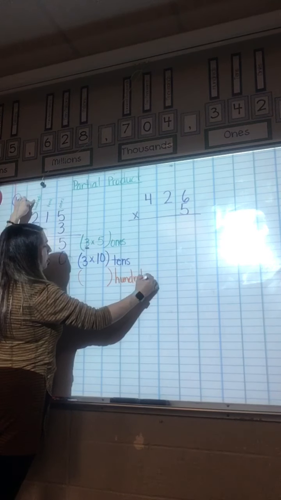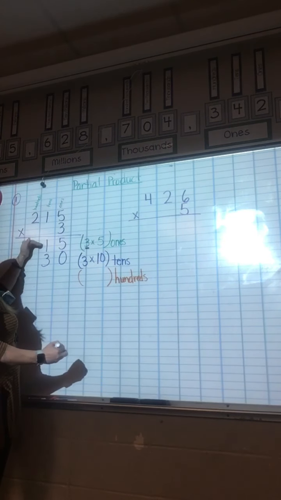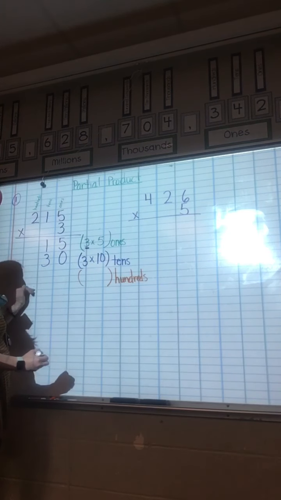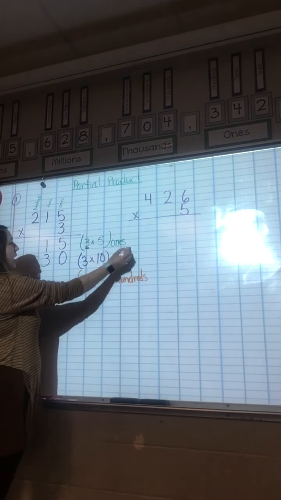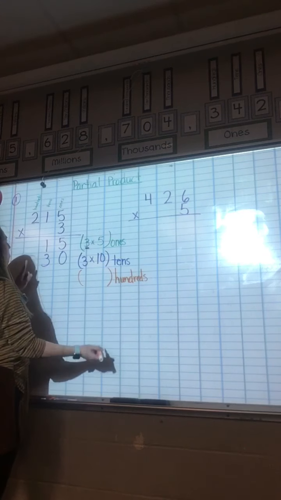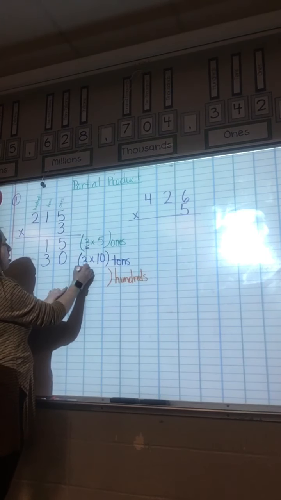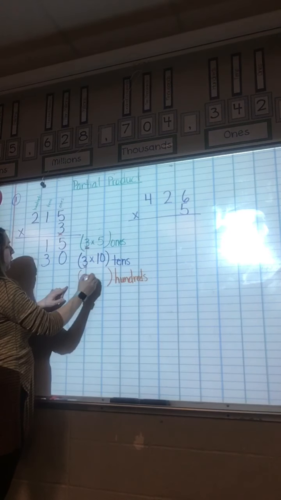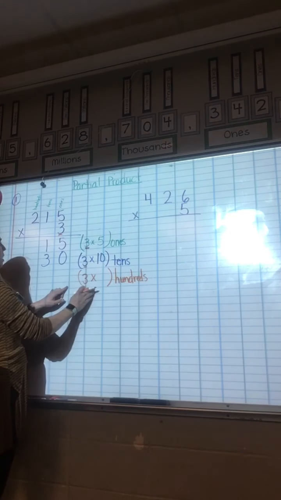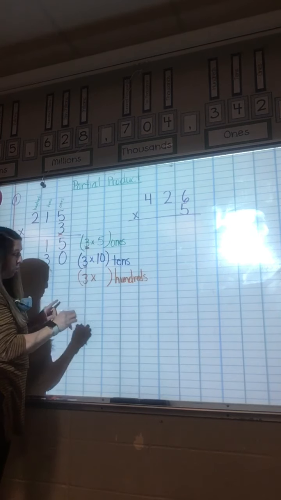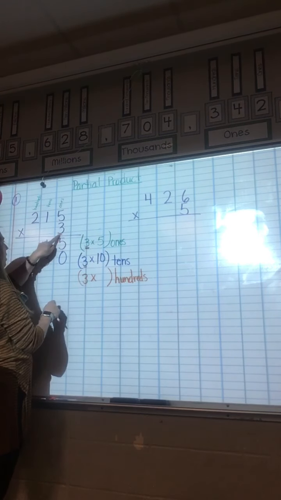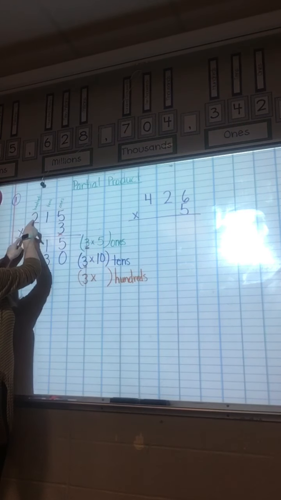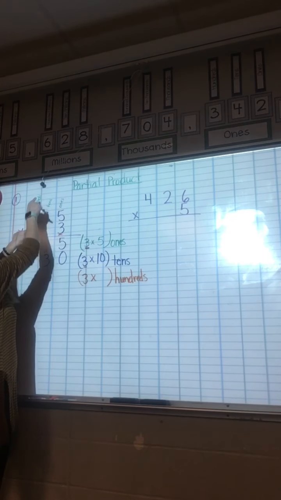So my next spot is the hundreds. I'm multiplying the hundreds. So in this partial product, I'm breaking down each part of it. Okay, so each part is very important. So I've done the ones, I've done the tens, now we're doing the hundreds. So remember, I'm multiplying all my numbers by the 3. So it's 3 times, well, what number is in the hundreds place value? There's that 2. So I have 2 hundreds.